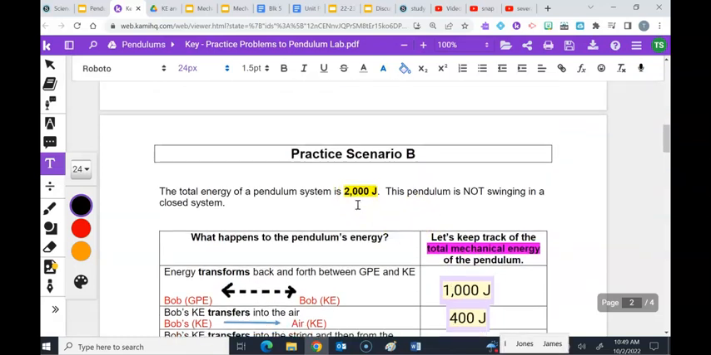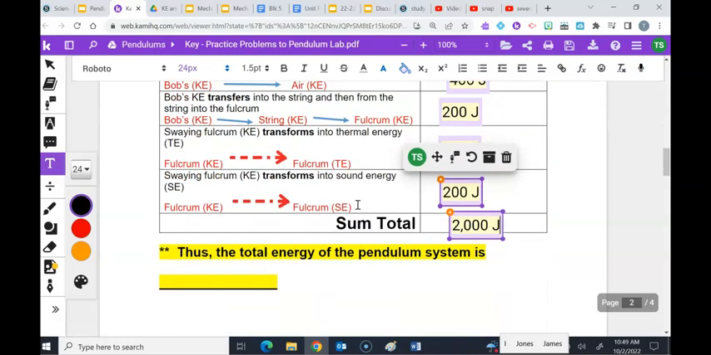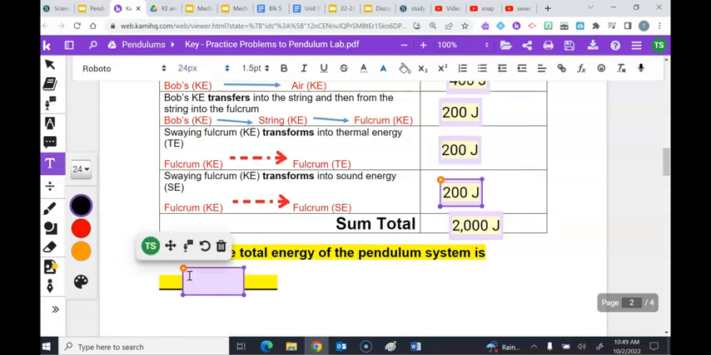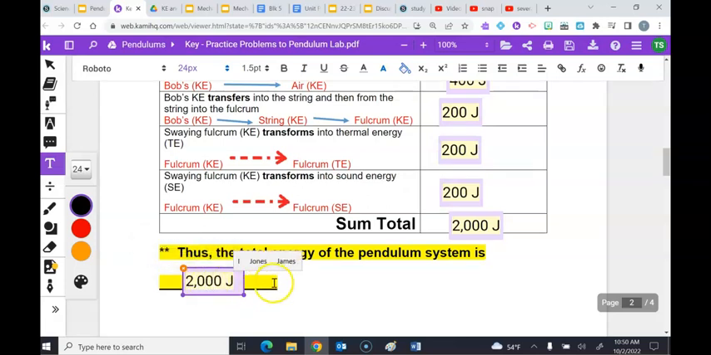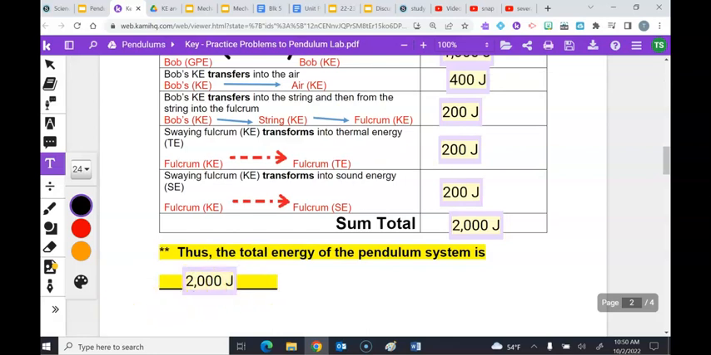So when the pendulum stops swinging, we can account for the energy. The energy was not destroyed, the energy of the pendulum is conserved. And that's why this is called the law of conservation of energy.